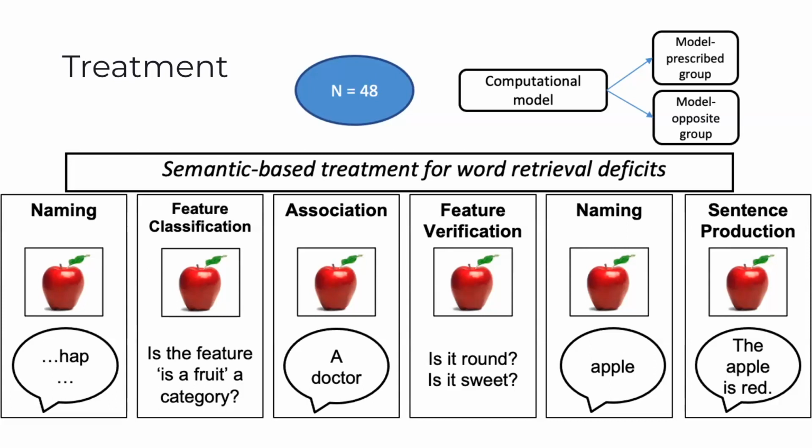hence the semantic basis for this. Then they verify some features. So they ask if it's an apple, if it's sweet, or if it's round. Then they try to name the item again. And then they produce a sentence related to the item. So that's the course of treatment for 15 items for these 48 participants. And they only receive this kind of treatment for one of the 2 languages.